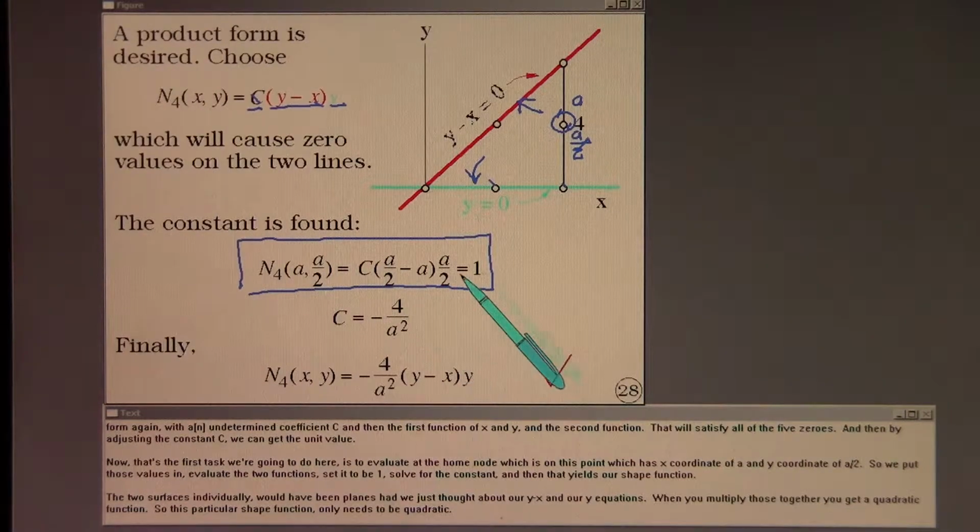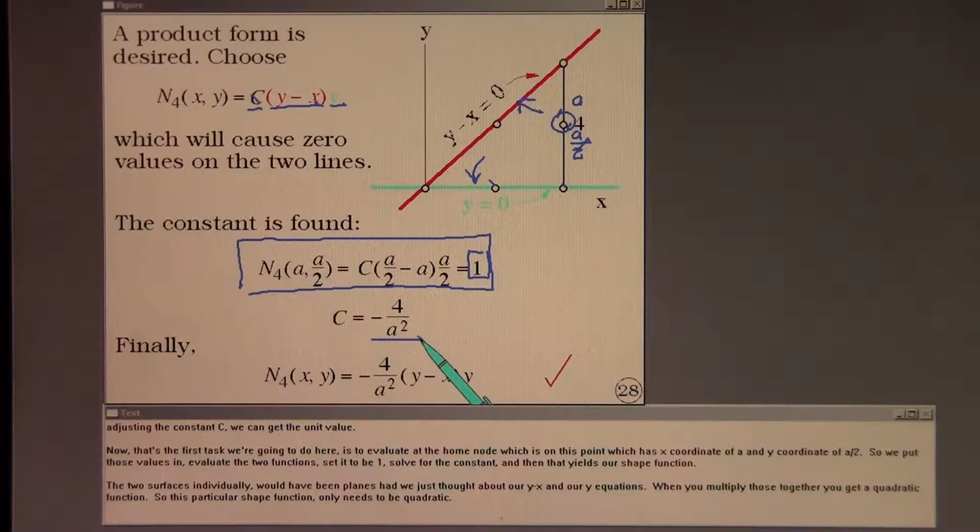Evaluate the two functions, set it to be 1, solve for the constant, and then that yields our shape function. The two surfaces individually would have been planes had we just thought about our y minus x and our y equations. When you multiply those together, you get a quadratic function. So this particular shape function only needs to be quadratic.